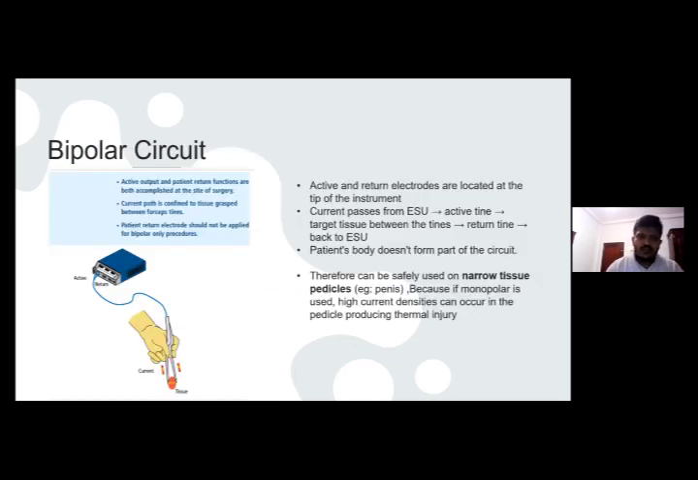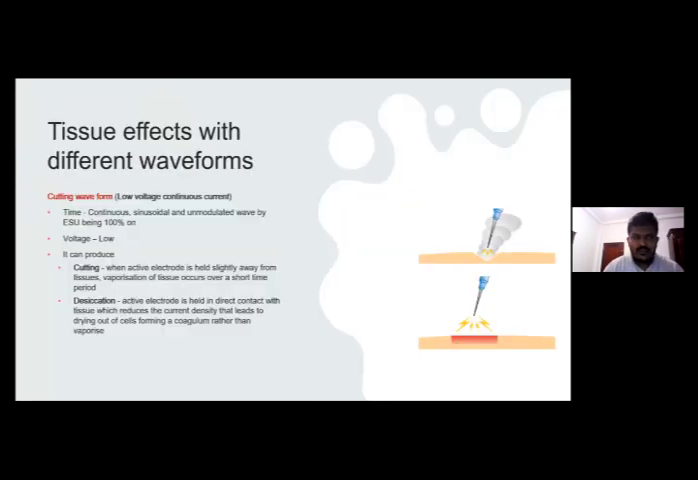When it comes to the bipolar circuit, the difference is that the current doesn't pass through the patient's body. Instead, the active and return electrodes are located in the tip of the instrument. So current passes from the active electrode into the tissues in between the tines and returns via the returning electrode to the unit. When we consider the tissue effect with different waveforms, as we all know, there are two major waveforms: the cut and the coagulation.